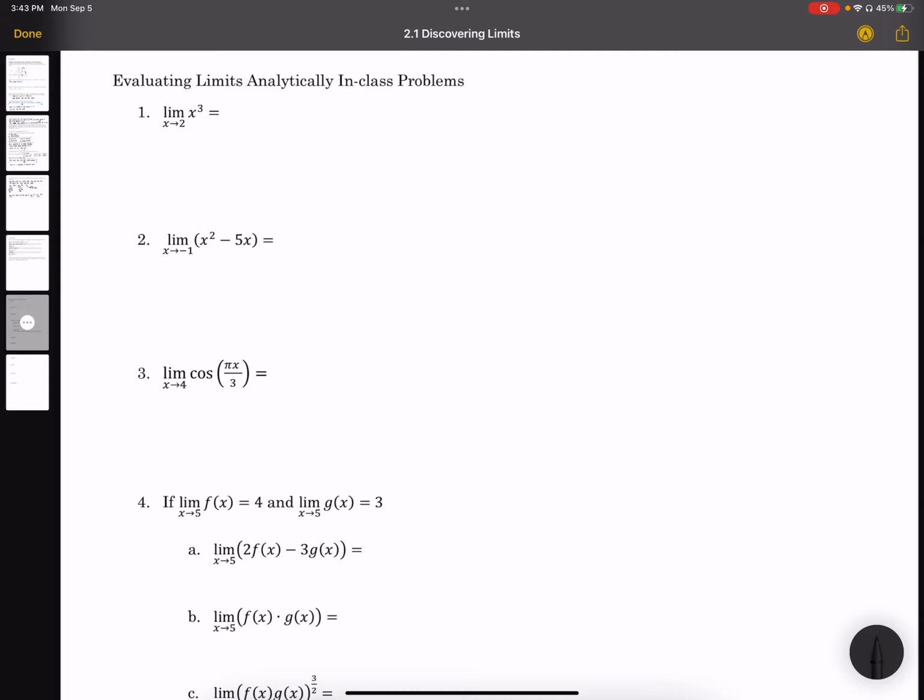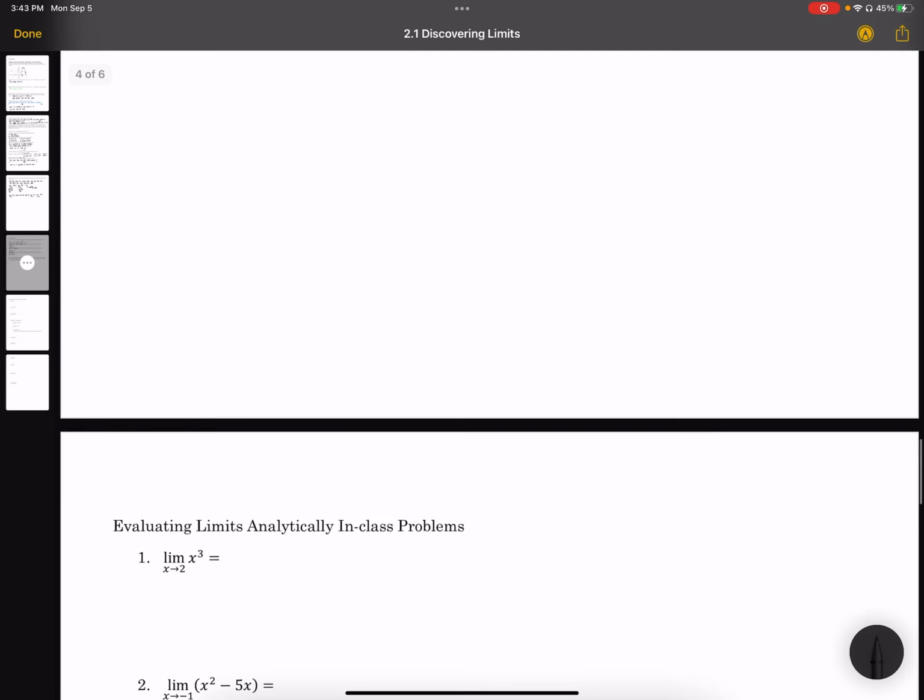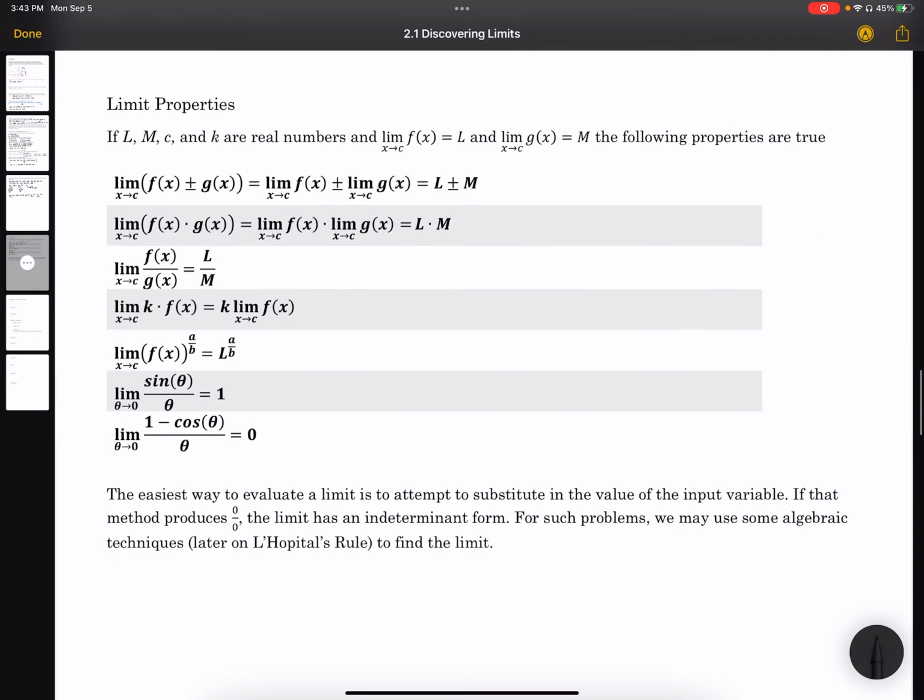Hi students, in this video we're going to cover the analytical problems for finding limits. So first let's look at some key properties of limits.